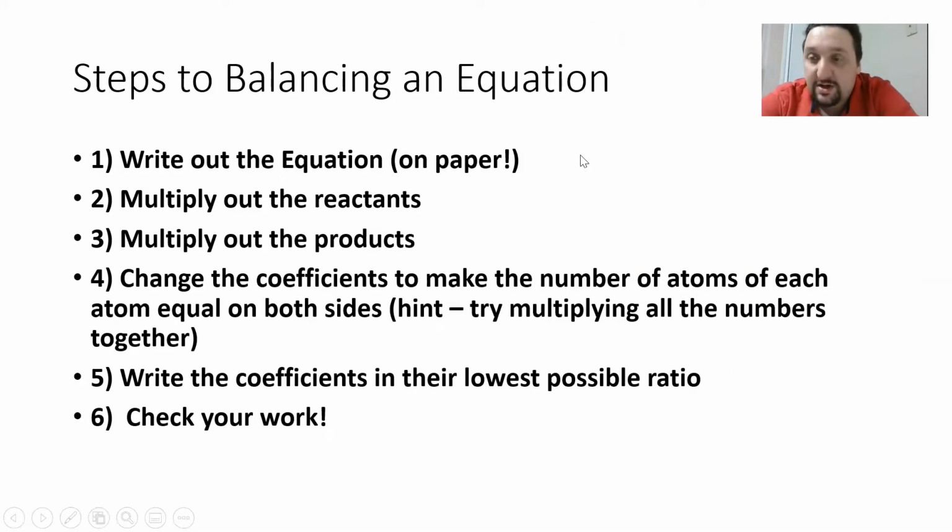When I recommend you're getting started with this, you really need to write this down on a piece of paper. So at this point, please get out a piece of paper and something to write with. And I'd also recommend writing out these 6 steps. Step 1, write out your equation on paper. Number 2, multiply out the reactants. I'll show you how to do this in a moment. 3, multiply out the products. 4, change the coefficients so you can match the amount of each atom on each side. And next, see if you can simplify it, reduce the ratios to the lowest possible ratio, and then check your work.